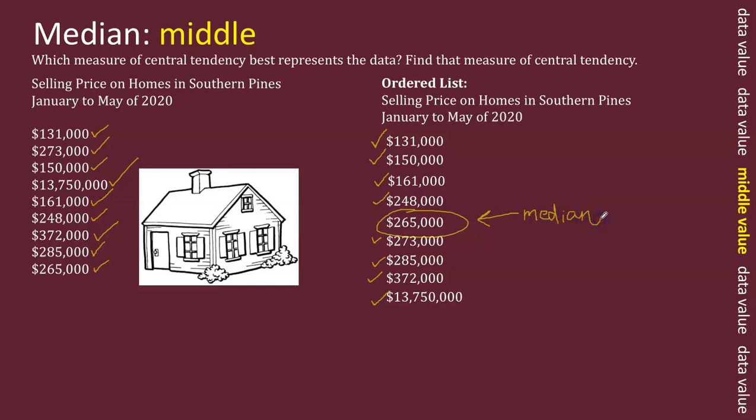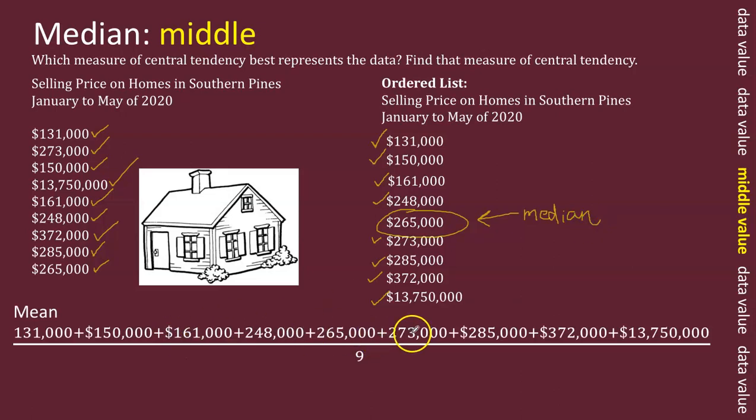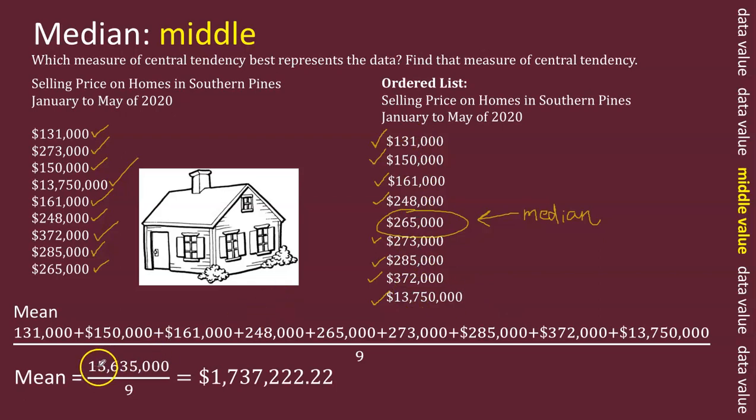Let's compare this to the mean. To find the mean, you take all the values, you add them together, and then you divide by 9 because there were 9 house prices listed. And that gives you 15,635,000. You divide that by 9, and you get a mean of $1,737,222.22. So the reason why I think the median is the best measure of central tendency for this data set is that I don't think that's almost $2 million. I don't think that's a good description of these prices.